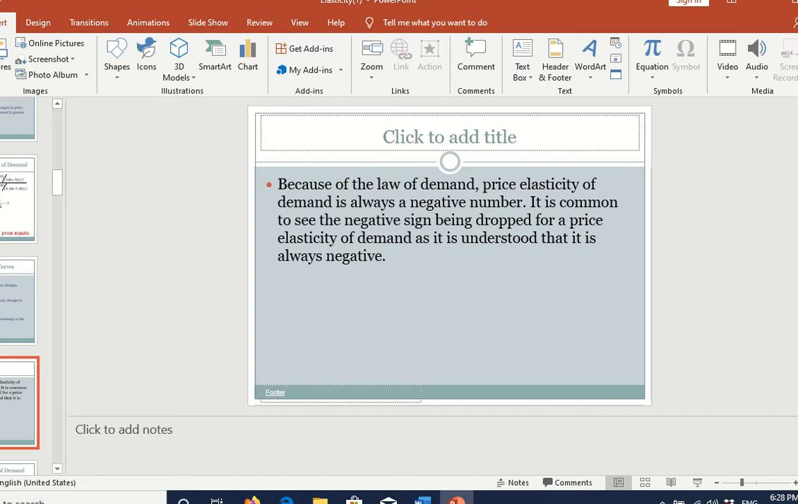So we have done quite a few examples. So you probably notice that the price elasticity of demand is always a negative number because of the law of demand. So the price of a good and the quantity demanded of that good, holding everything else constant, they move in opposite direction. So it is always going to be negative. So if you do your calculation and you find a price elasticity of demand that is not a negative number, something is wrong there.